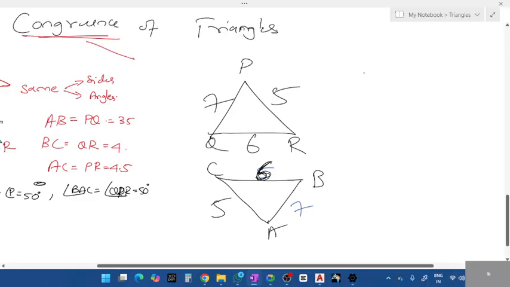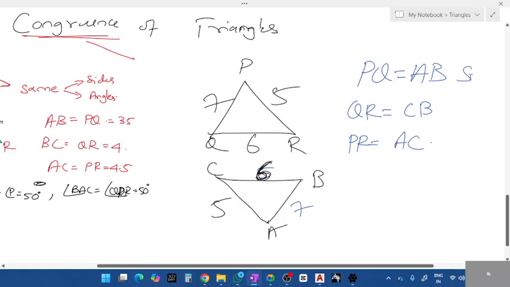Now back to this triangle. PQ is equal to which one? Side PQ is equal to, compare the other triangle, AB. Next, QR is equal to BC or CB. Next, PR is equal to CA or AC. Three sides. All three sides are equal. Right? All three sides are equal sides.